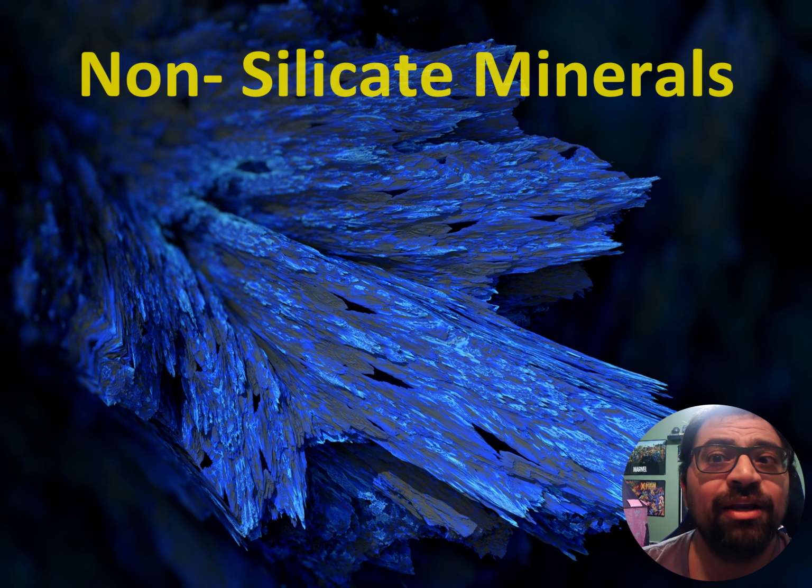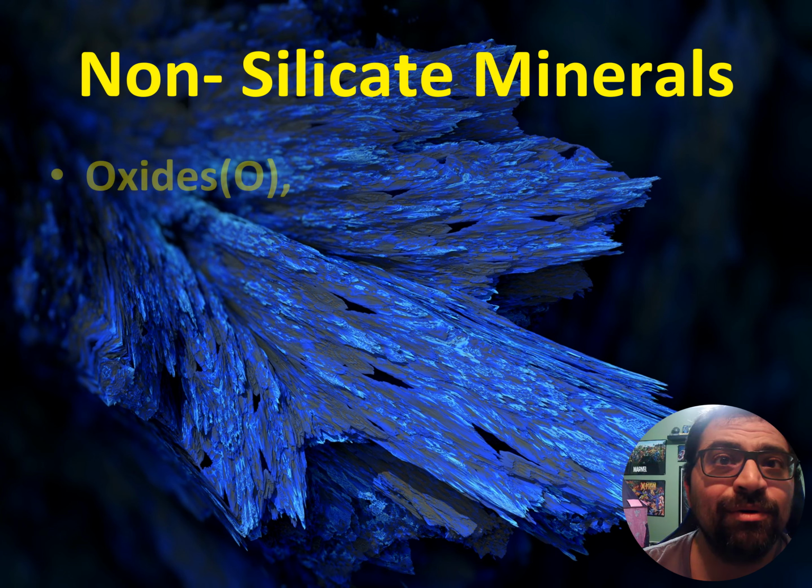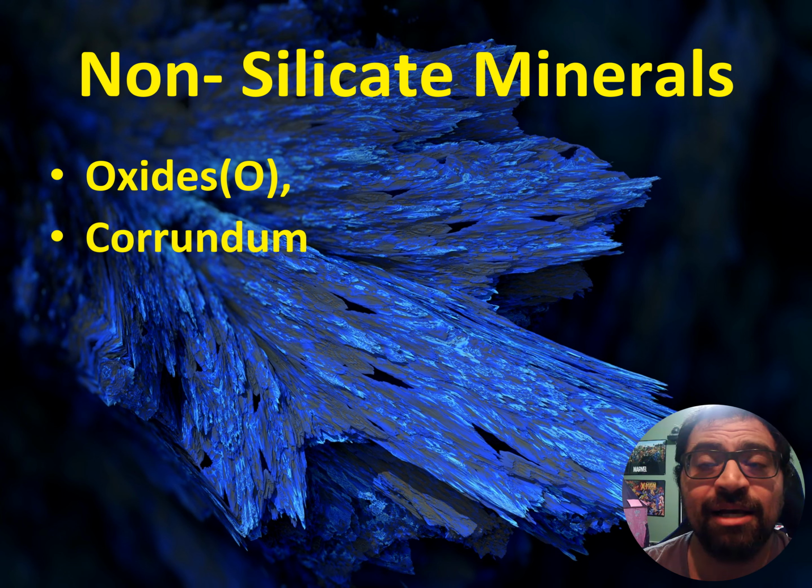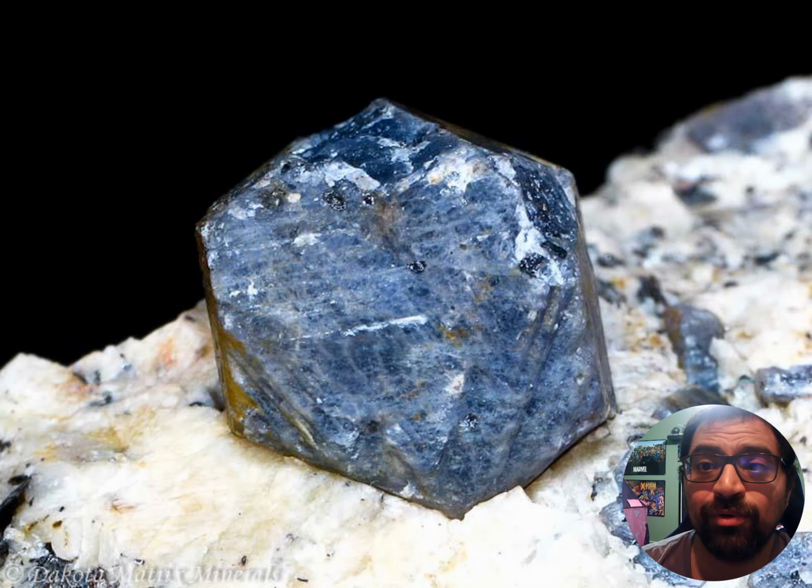Okay, another example of a non-silicate mineral would be the oxides. The oxides would have oxygen as their negative ion. An example of this would be the mineral known as corundum. Corundum is high up on the Mohs scale of hardness. That's where you may recognize the word from.